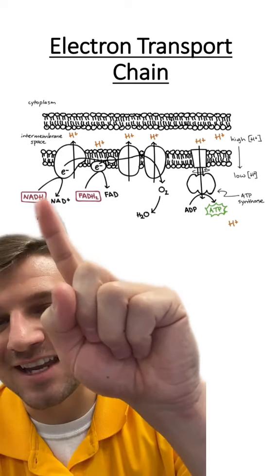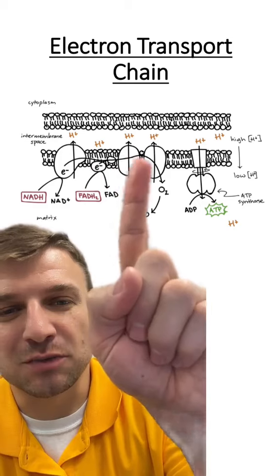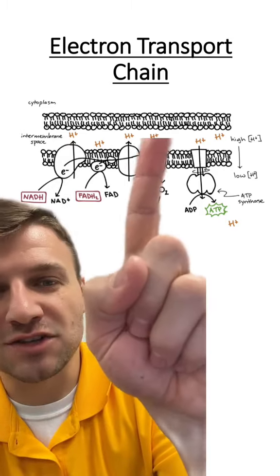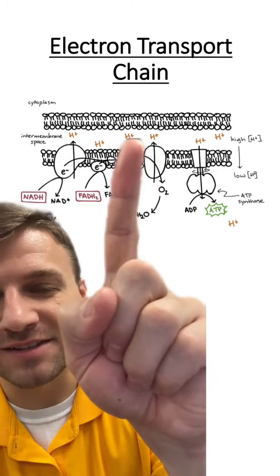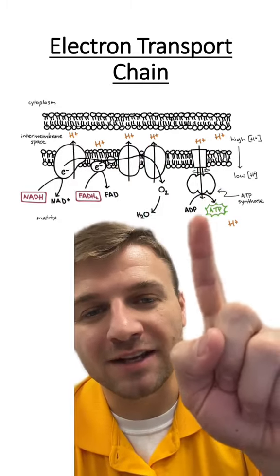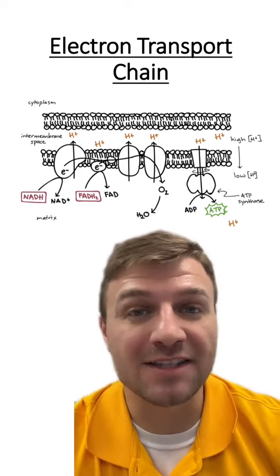Really quickly, you can see NADH and FADH2 donating their electrons and hydrogen ions here. These electrons will move through the electron transport chain and bind with oxygen to form water. We'll have a high concentration of hydrogen ions in the inner membrane space. These hydrogen ions will move through ATP synthase, which makes it spin and bind a phosphate group onto ADP, making it ATP. And this produces the most ATP during cellular respiration.